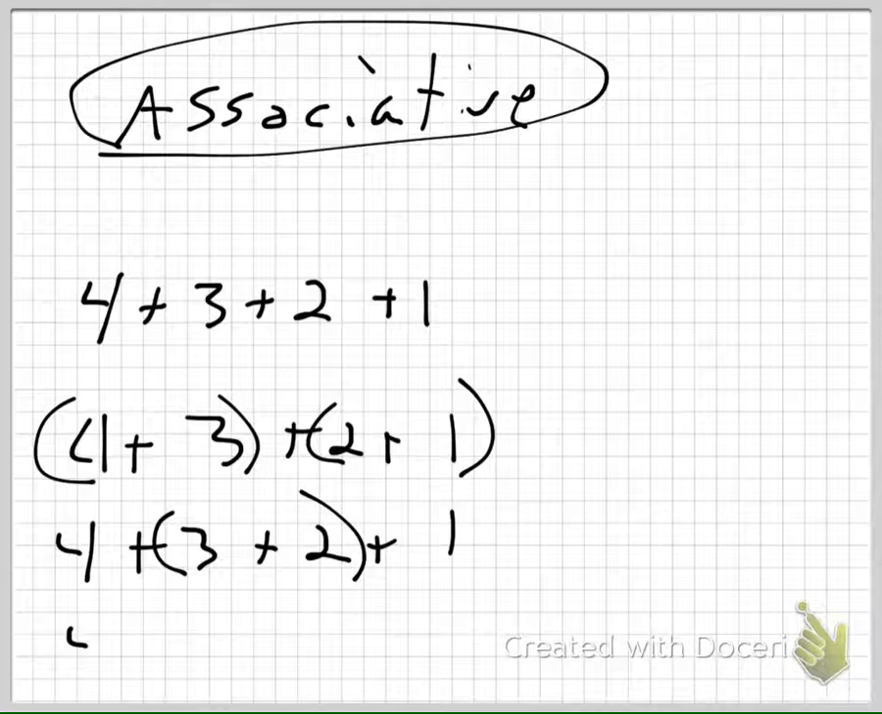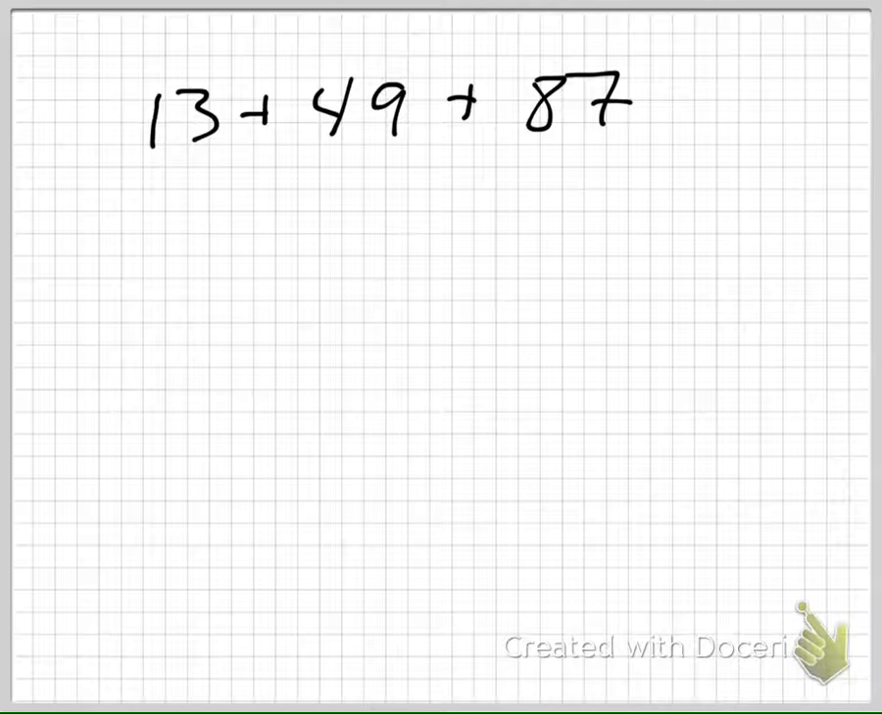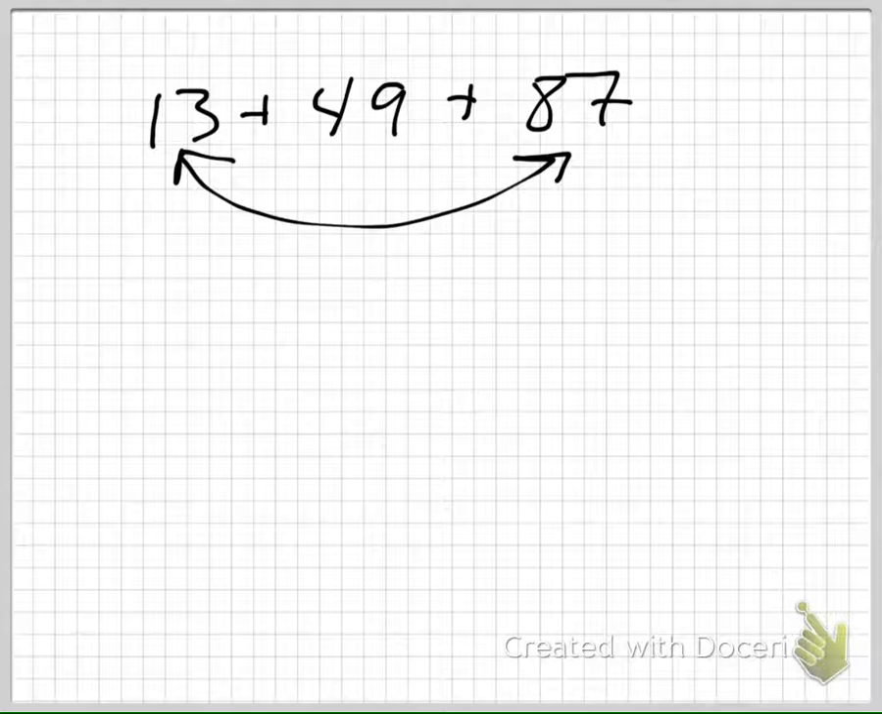Now, I don't particularly care that you memorize those words. What do we think I care about? That you know that you're allowed to do that, right? When does this matter? Why does it matter that we're able to do this? What if I gave you this question? Can you quickly do this one in your head? Why can you quickly do this one in your head, Sheena? I'm going to add 13 and 87 because I know that those two add up to 100. And then 100 plus 49 is 149.